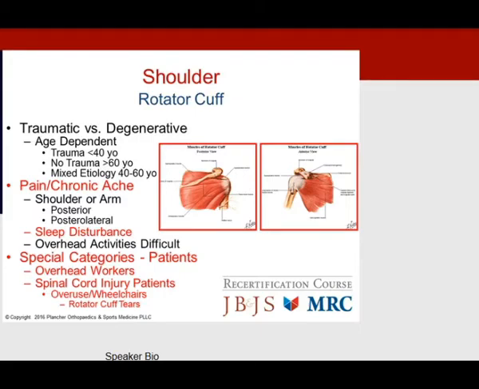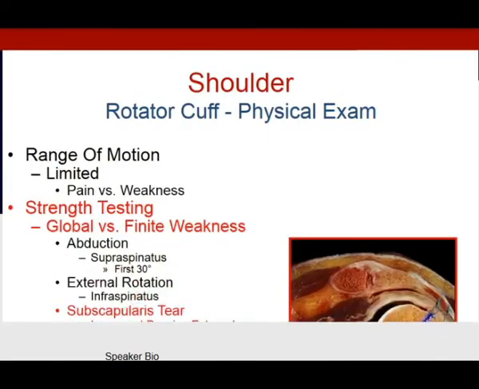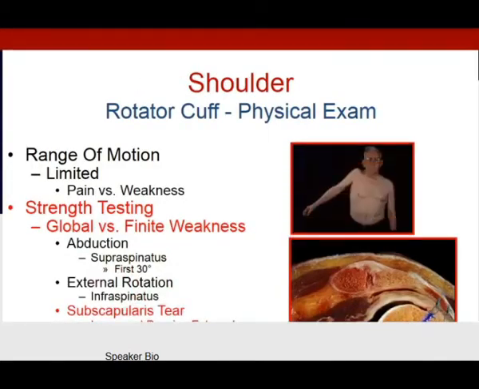And I would like you to remember the special category patients, the overhead worker that can have a very common rotator cuff tear, or the unfortunate spinal cord injury patient that has overuse from using the wheelchair and demonstrates a rotator cuff tear that truly needs this fix to get around in activities of daily living. Range of motion can be limited when a rotator cuff tear occurs. Pain or weakness may occur. Strength testing can be finite weakness depending on which rotator cuff is torn, or it can be global.